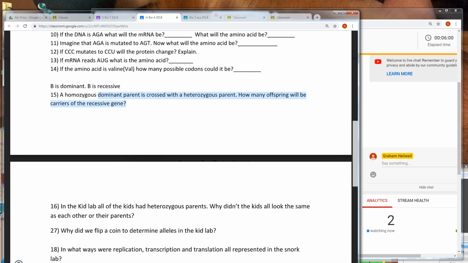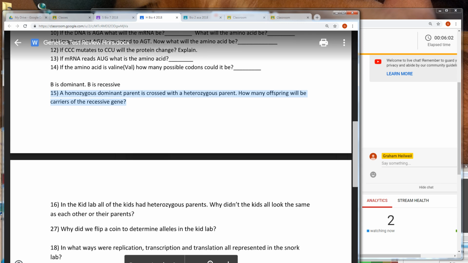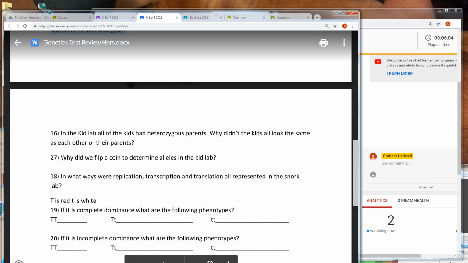I think everybody was pretty good with this stuff. So I'm going to hold off until I go to the next thing because it's pretty basic stuff.